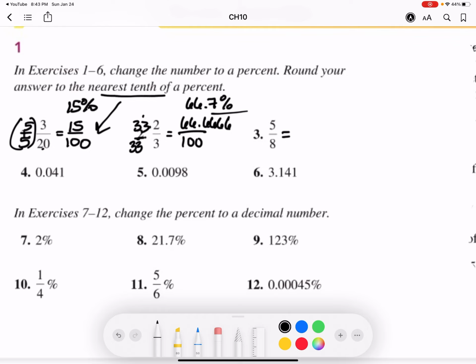Again, this one also doesn't go quite so nicely. We would have to multiply by 12.5 to get from 8 to 100. So 12.5 times 5 is going to give us 62.5%.